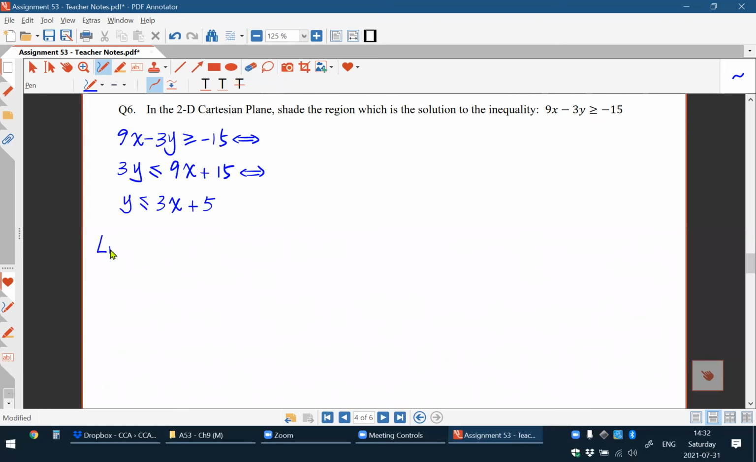And the corresponding line, remember that a line is an equation, not an inequality. So you need to specifically state the equation of this line, right? So the line is y equals 3x plus 5. Pay attention to the symbol here. This is an equality symbol, not an inequality symbol, right? This is our line.